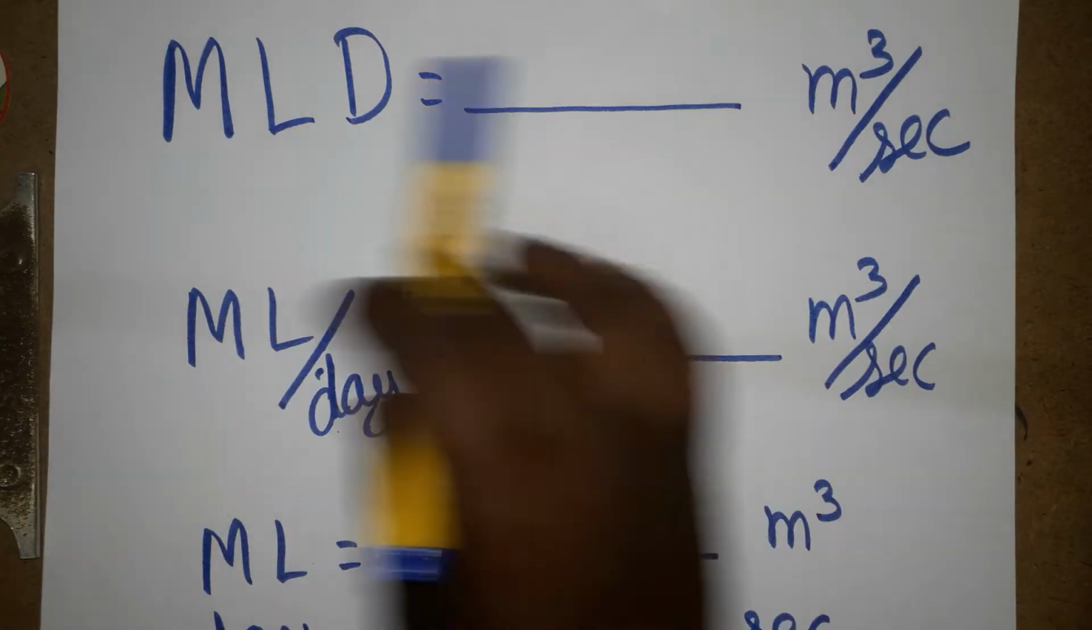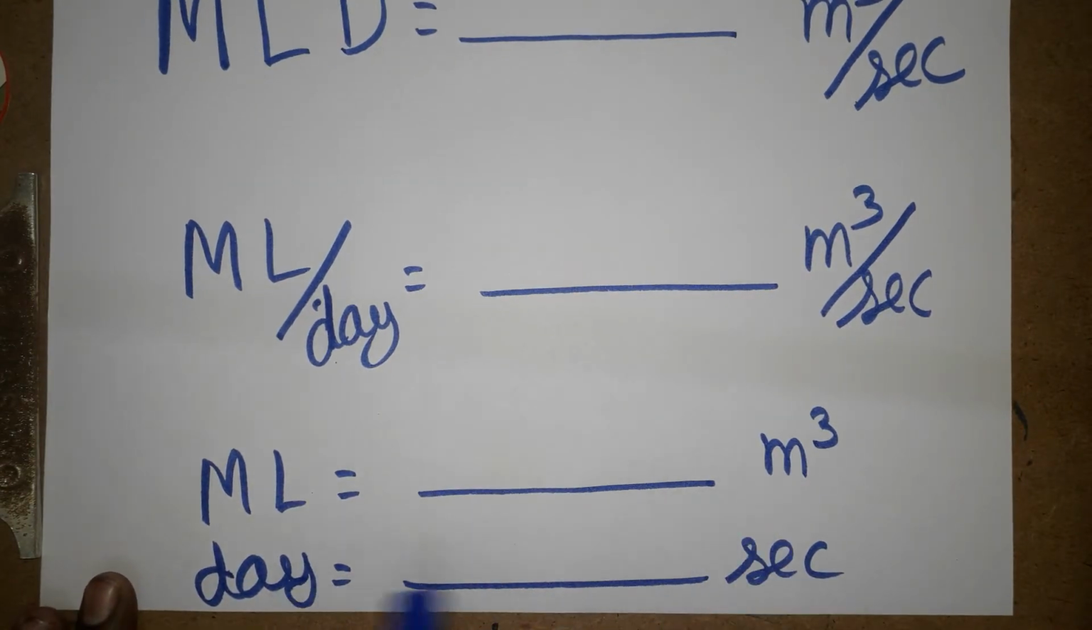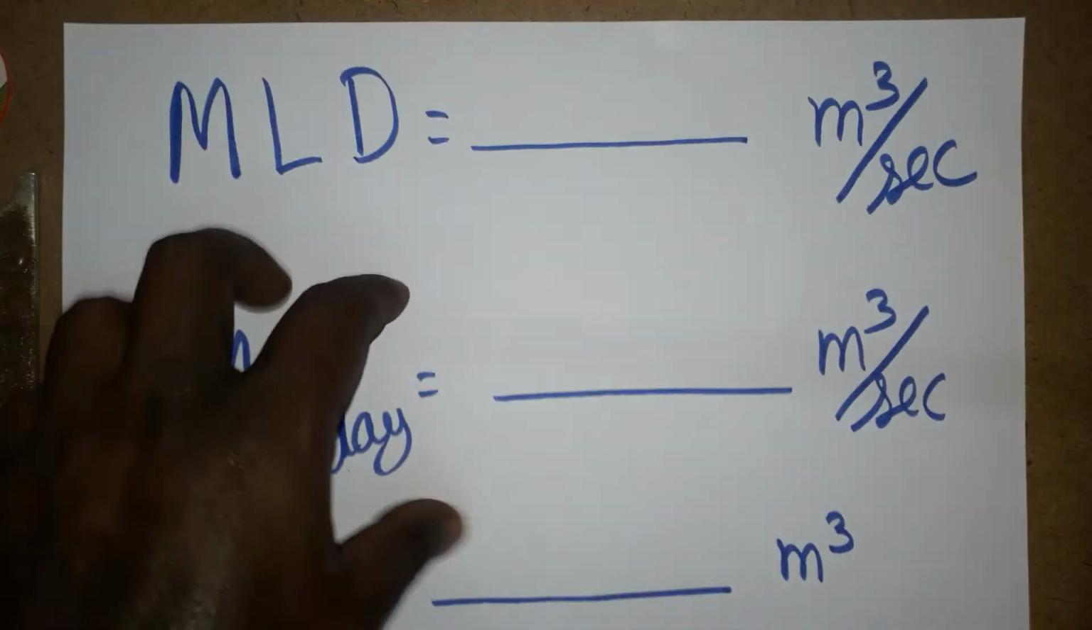Okay, if you want to learn how to convert this, you need to know what is megaliter to meter cube. And also, one day is equal to how many seconds? If you know these two, easily you can calculate this value.